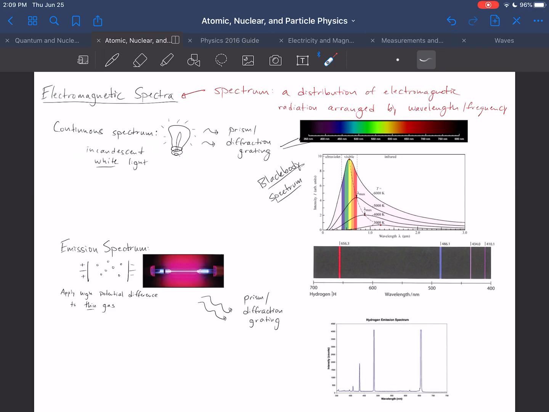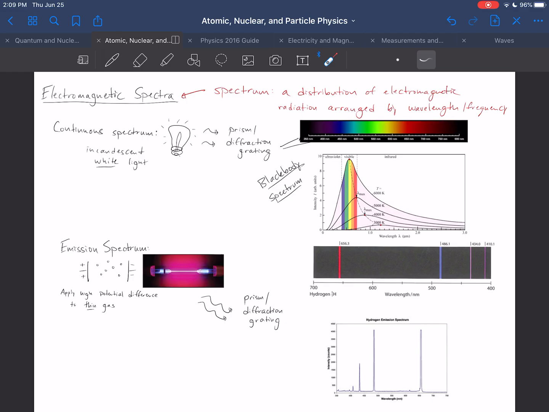So in the last video we considered the general electromagnetic spectrum, that is the conceptual space of all possible electromagnetic waves as organized by wavelength or frequency or energy. Our definition of a spectrum here is a distribution, in this case, of electromagnetic radiation arranged by the wavelength or the frequency. So we have this general electromagnetic spectrum.